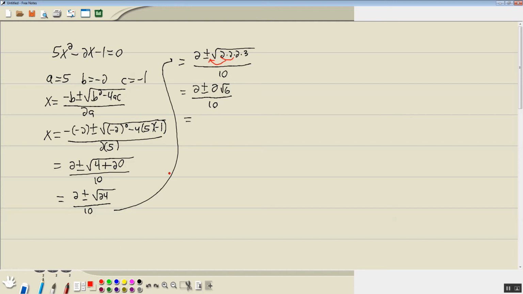Now the rule says if you can divide this number and this number by the same number, do so. They're all divisible by 2, so we've got 1 plus or minus 1 square root of 6 over 10, or 5. Let's try that again. There we go. Or simply 1 plus or minus square root of 6 over 5. And that's our answer.